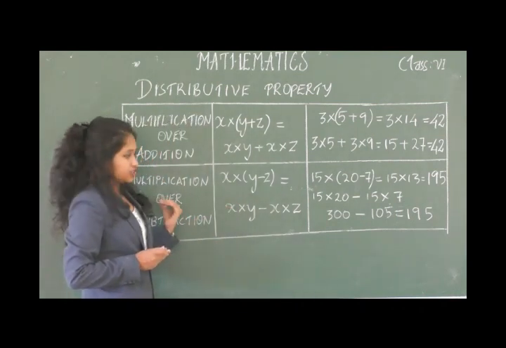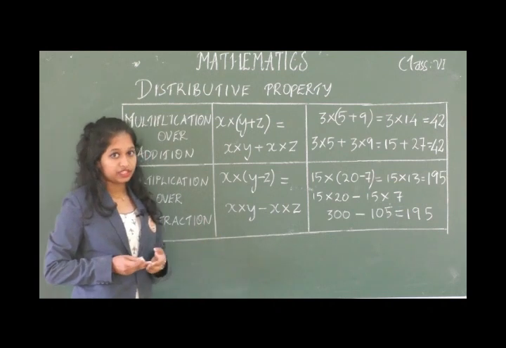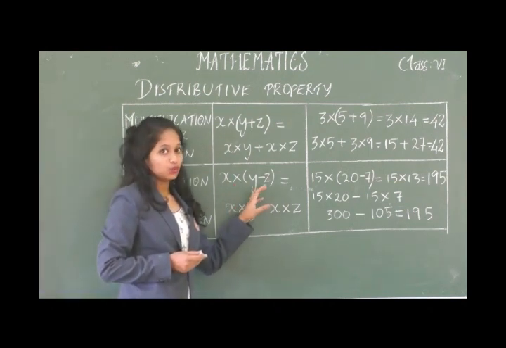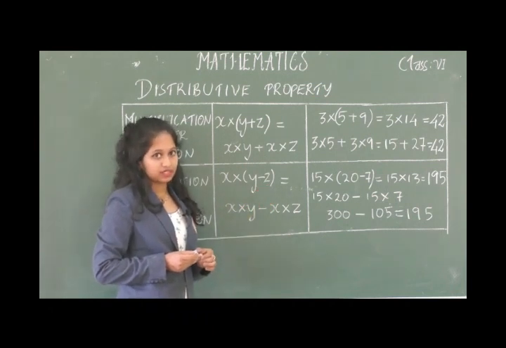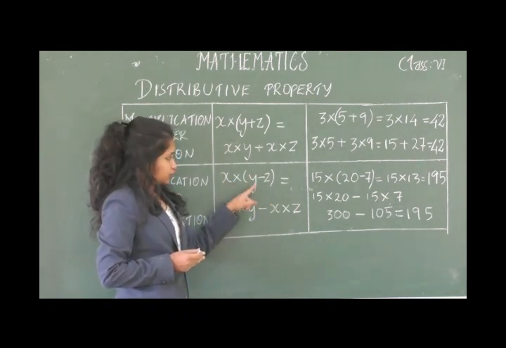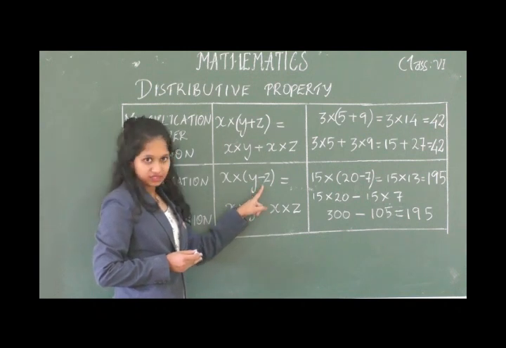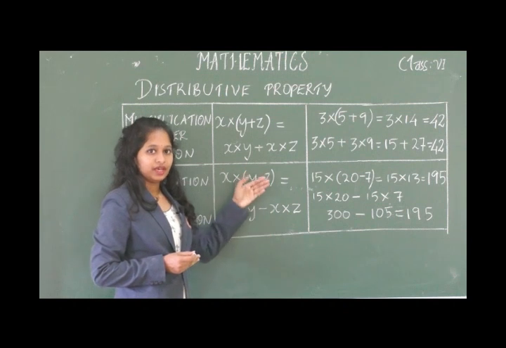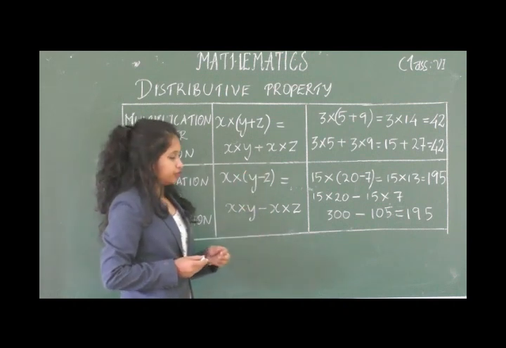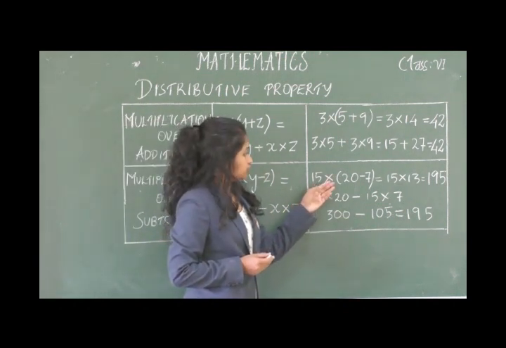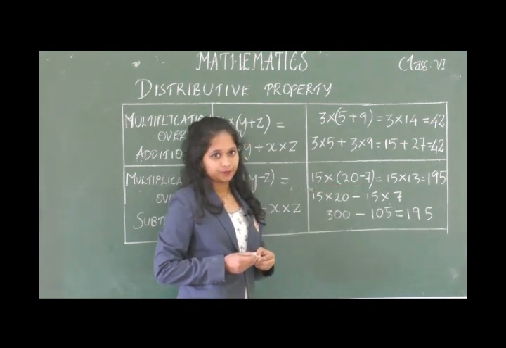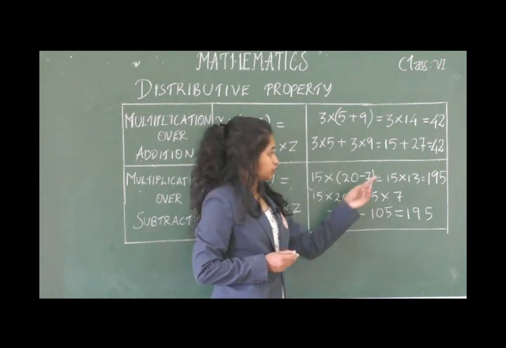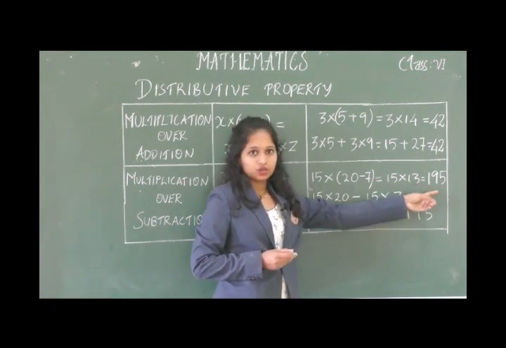Next, distributive property of multiplication over subtraction. X into y minus z is equal to x into y minus x into z. Both the answers would be equal. For example, 15 into 20 minus 7. 20 minus 7 is 13. 15 into 13 is 195.